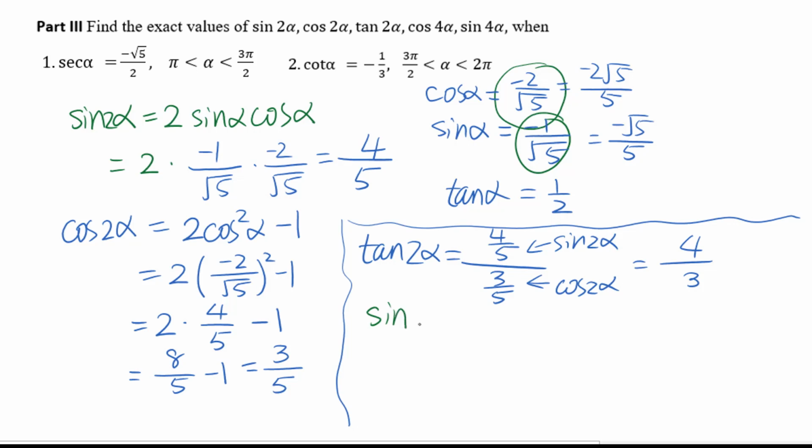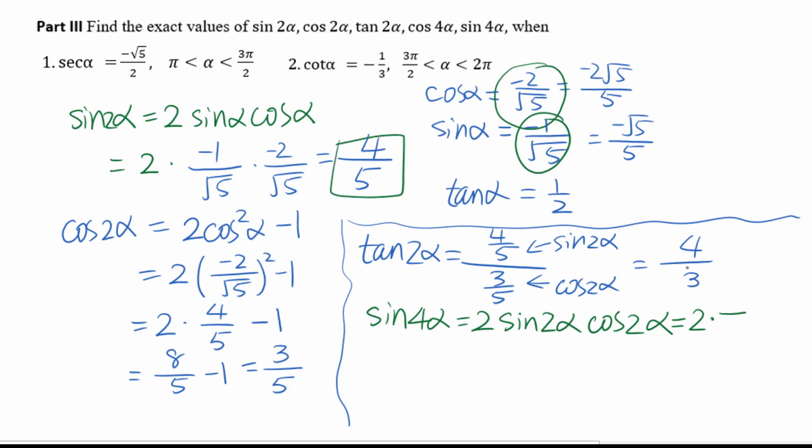Sine 4 alpha, I will use 2 times sine 2 alpha cosine 2 alpha. Then you will get 2 times sine 2 alpha, which is 4 over 5, and then times cosine 2 alpha, which is 3 over 5. Final answer will be 24 over 25.